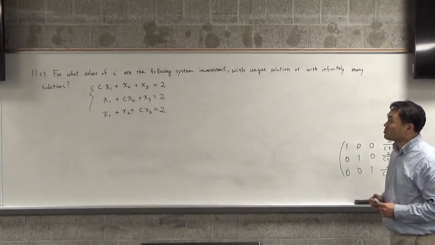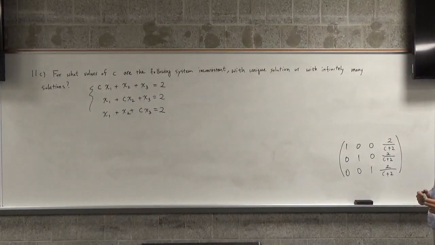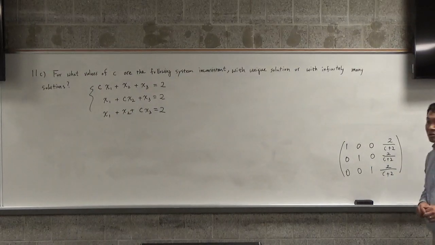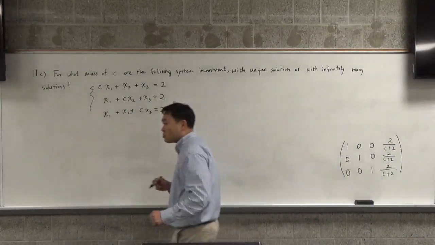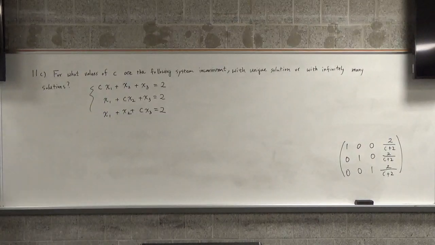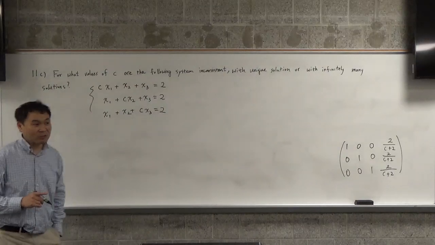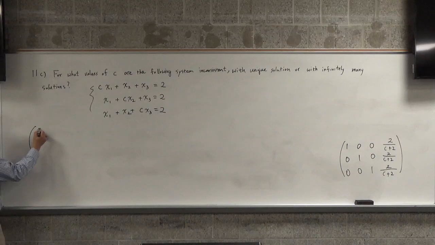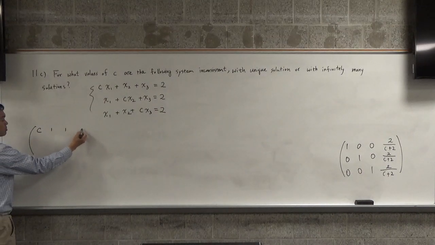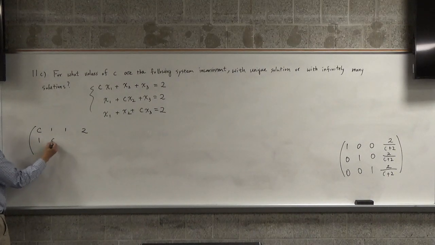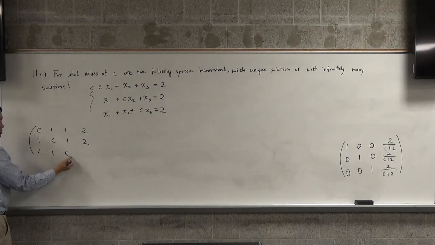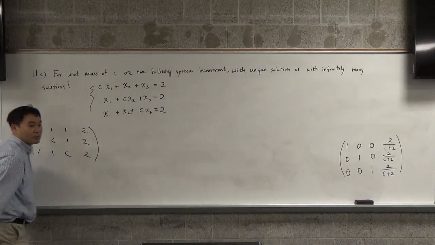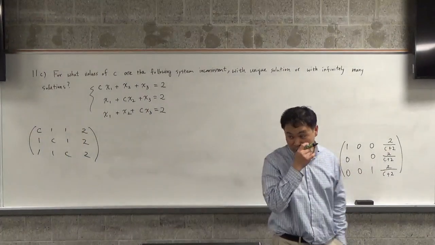So for what values of c is the following system inconsistent, with a unique solution, or with infinitely many solutions? Let me try this with the augmented matrix approach, and then again using the inverse matrix. With the augmented matrix approach, you would write down c, 1, 1, 2; 1, c, 1, 2; and 1, 1, c, 2. That's the augmented matrix, right?